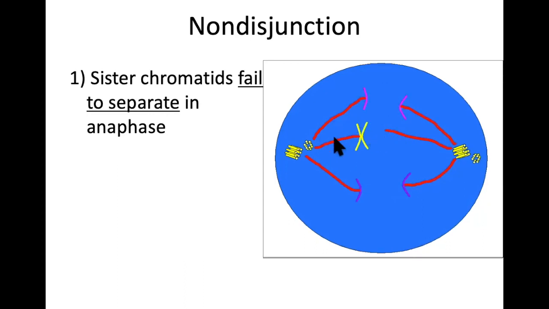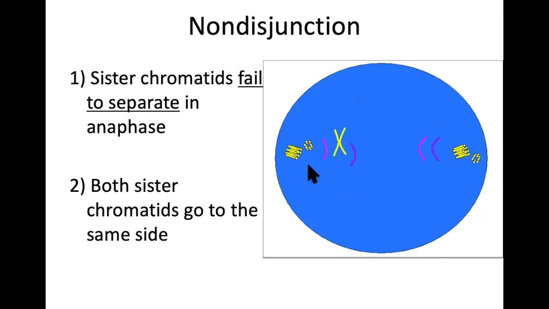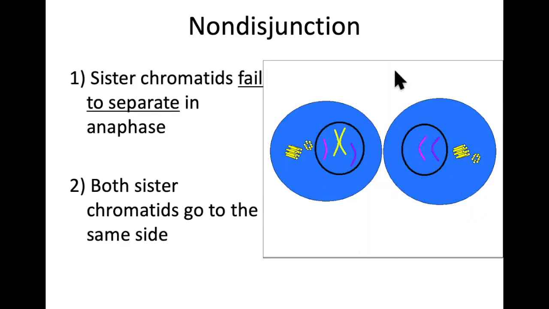So now we're going to have a cell that has too many chromosomes over here and not enough chromosomes over here. And we have two very different cells. Too much information, not enough information. And that can mess you up because that can cause a mutation. In fact, that is a mutation.